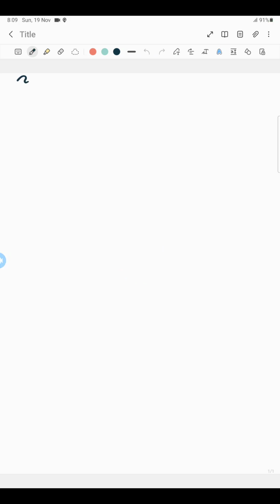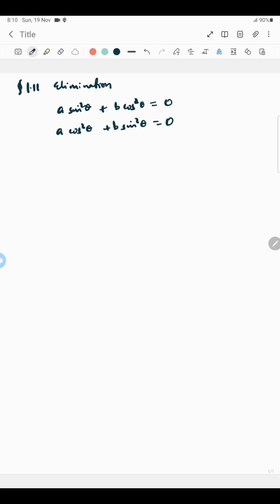So now we are going to look at elimination. Suppose there are two equations given to us in some variable. So the variable is theta and a and b are real coefficients. So we would like to eliminate theta from these two given equations.